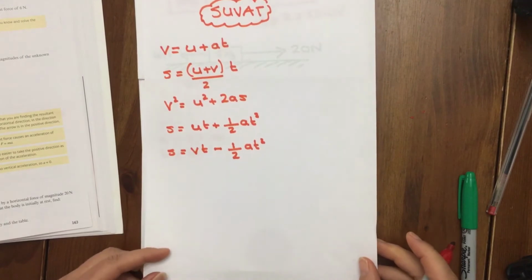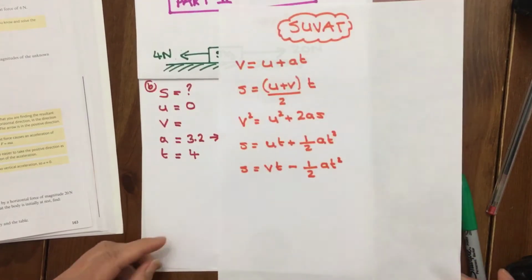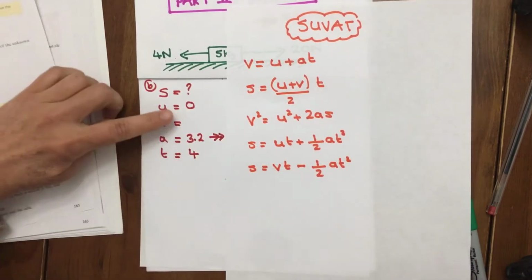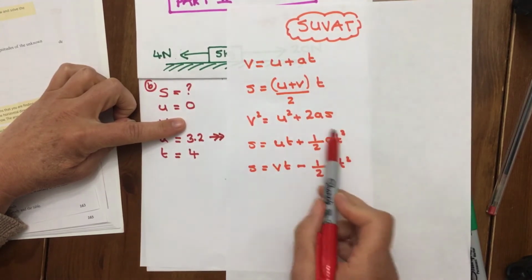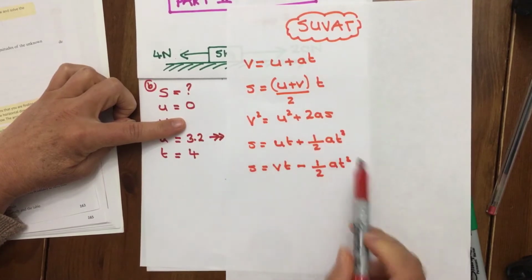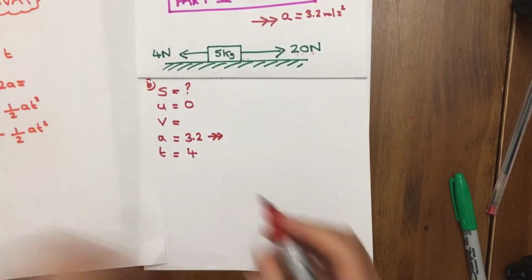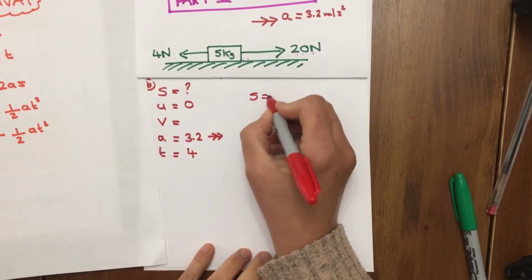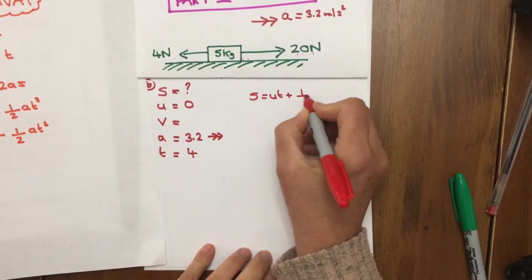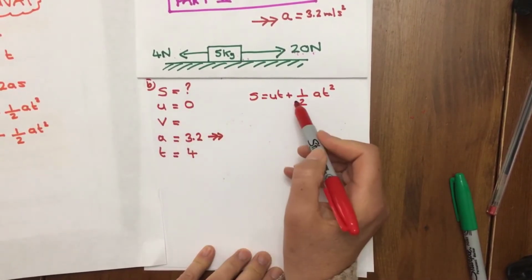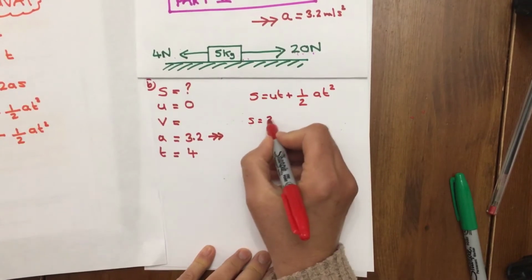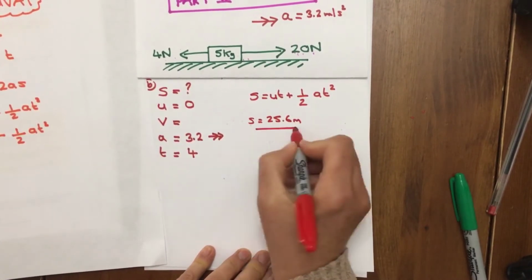So you need to now look at your SUVAT equations, which we did in chapter 9. And we want the equation that does not involve v. So which one does not involve v? Well, I can see it's this one here. So that's the equation I'm going to use. I'm just going to write that down. Always tell the examiner, and you are given these on the formula sheet. And then you just sub all of this into here, and you will get s to be 25.6 meters.